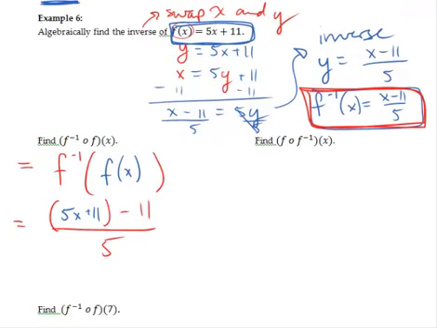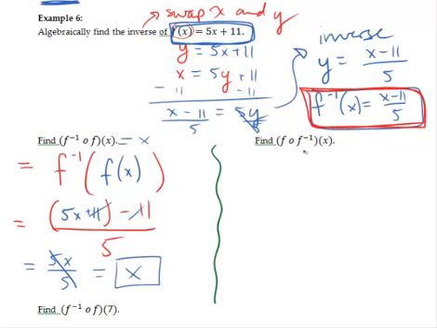Let's simplify this. When we simplify this, we see that positive 11 and negative 11 will cancel, so we end up getting 5x over 5. 5x over 5 cancels, and so we're just left with x. So this one here equaled x.